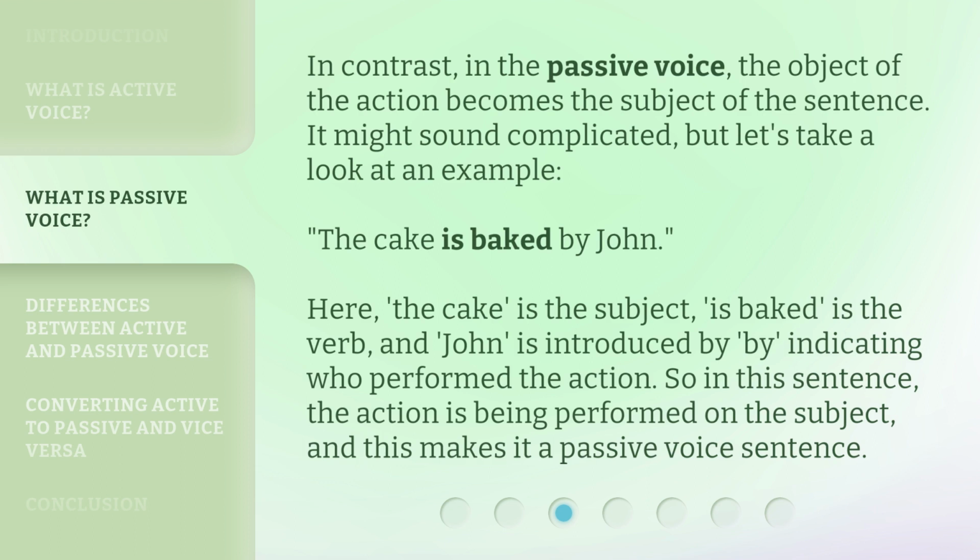In contrast, in the passive voice, the object of the action becomes the subject of the sentence. It might sound complicated, but let's take a look at an example. The cake is baked by John. Here, the cake is the subject, is baked is the verb, and John is introduced by "by," indicating who performed the action. So, in this sentence, the action is being performed on the subject, and this makes it a passive voice sentence.